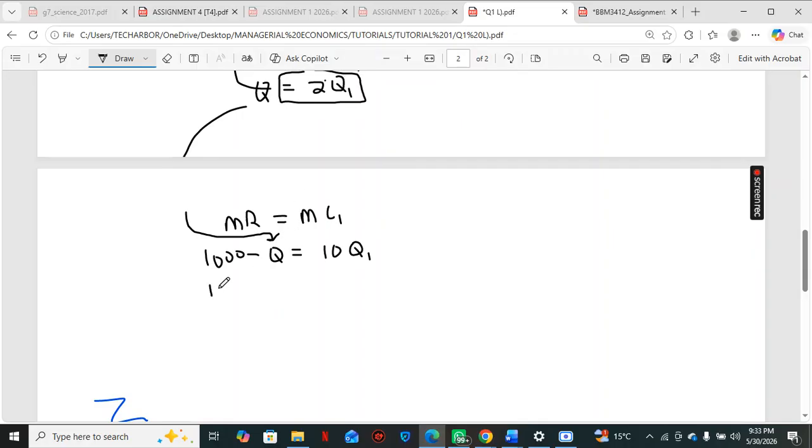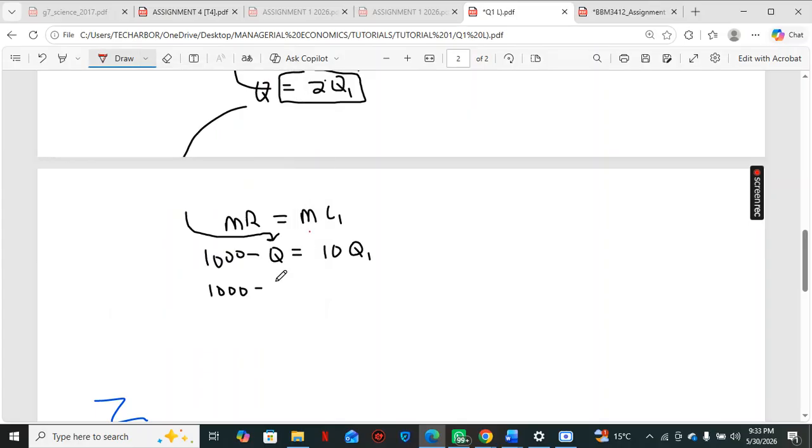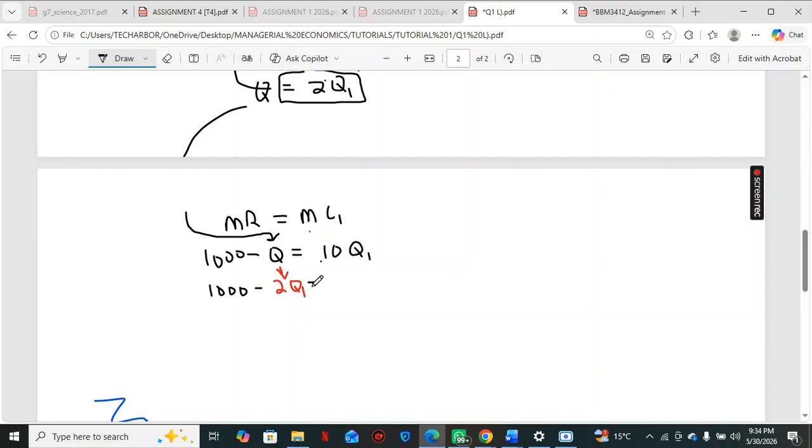So this becomes 1000 minus 2Q1. This Q has become 2Q1, equals 10Q1. Okay, so we can find the value of Q1.